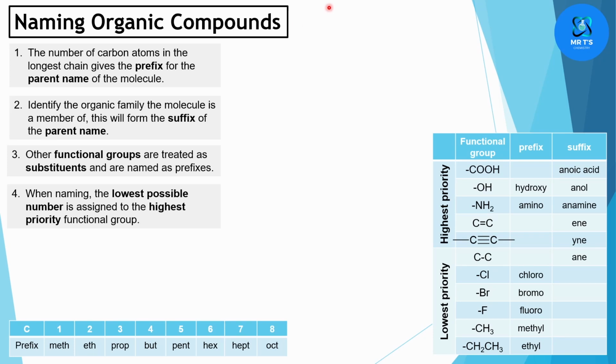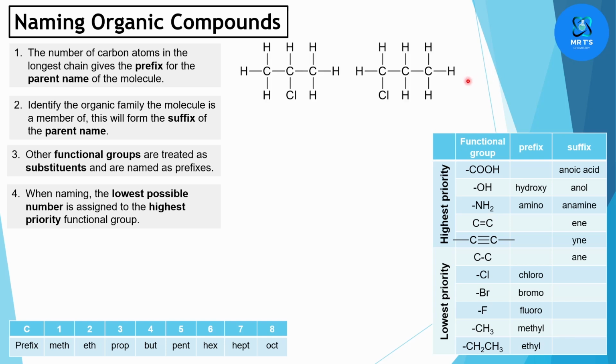Okay, so let's look at some more complex molecules to name. So we've gone over how we might name the parent chain and how we might name if there's one simple functional group coming off. But what happens if the functional group is on a particular part of the molecule and we need to show where it is on the molecule? Well, what we have to do is give a number to the carbon that it comes off. Now let's have a look at this with these two molecules here.